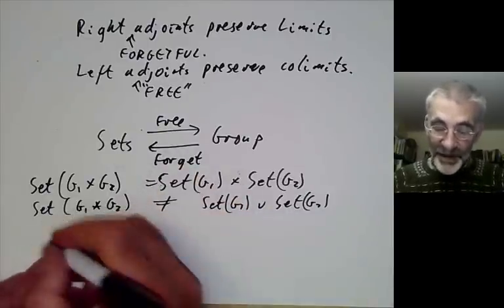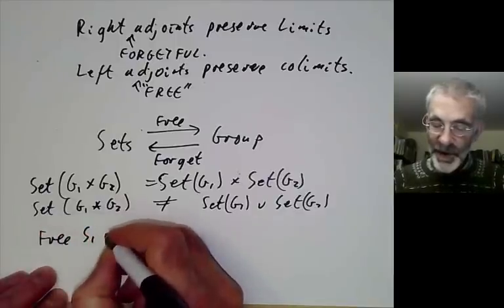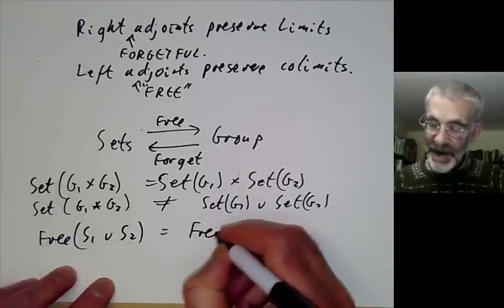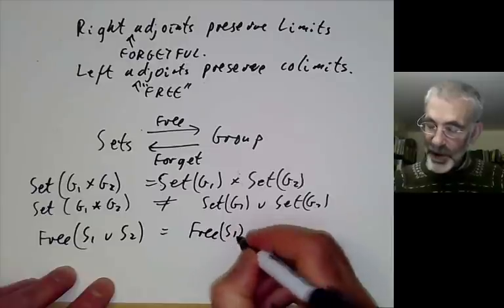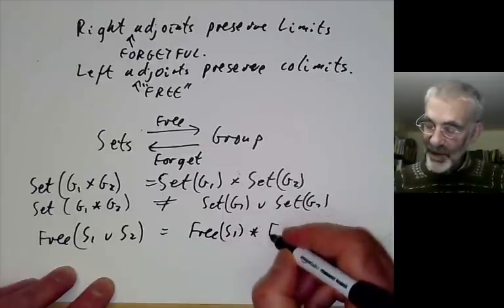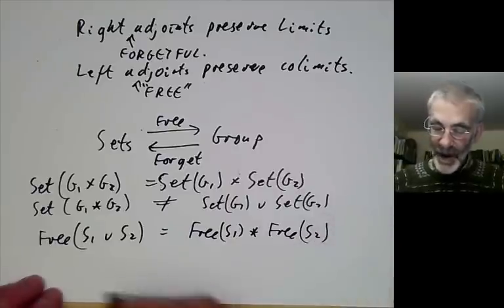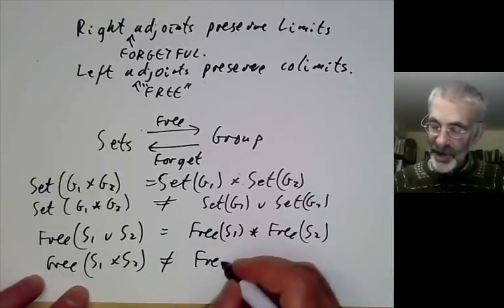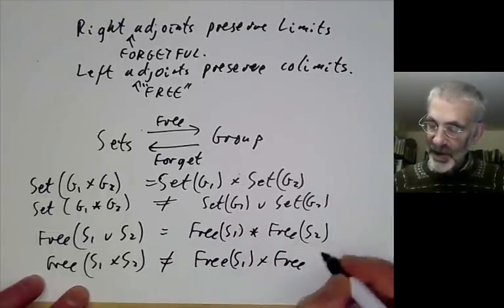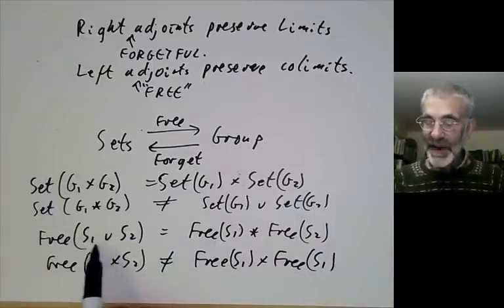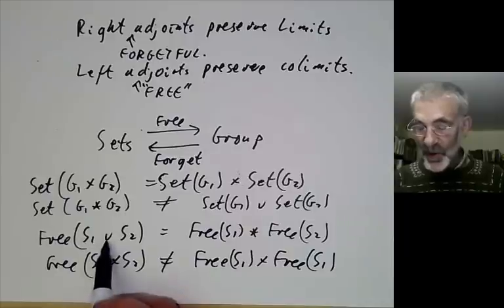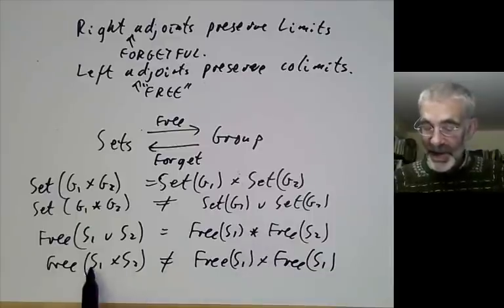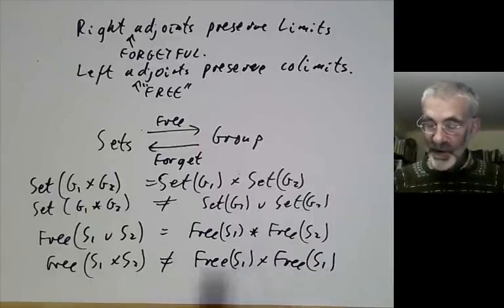On the other hand, the free functor, if we take the free group on S1 union S2, that's the disjoint union, which is the coproduct, this is equal to the free group on S1, and then you take the free product of that with the free group on S2. On the other hand, the free group on S1 times S2 has absolutely nothing to do with the free group on S1 times the free group on S2. So taking the free group on a set preserves coproducts. It turns unions into free products, for example, but it certainly doesn't preserve products or other limits.